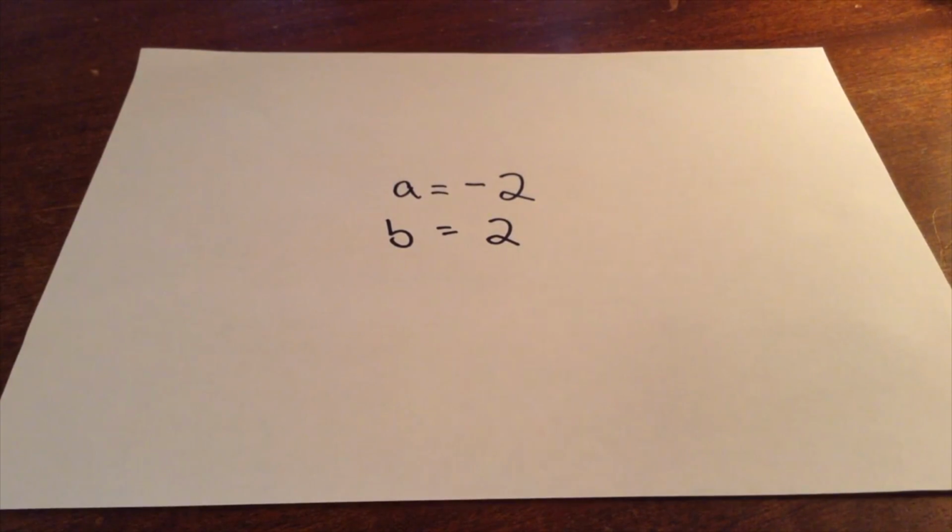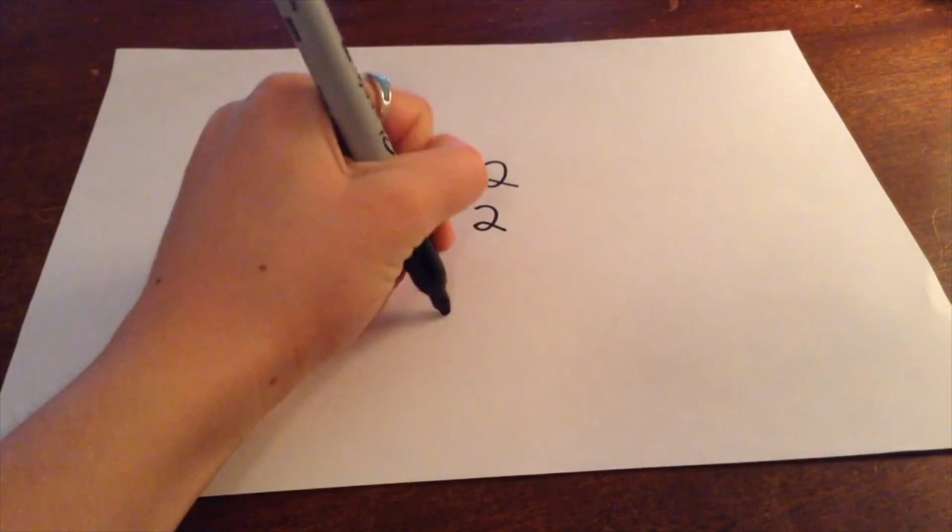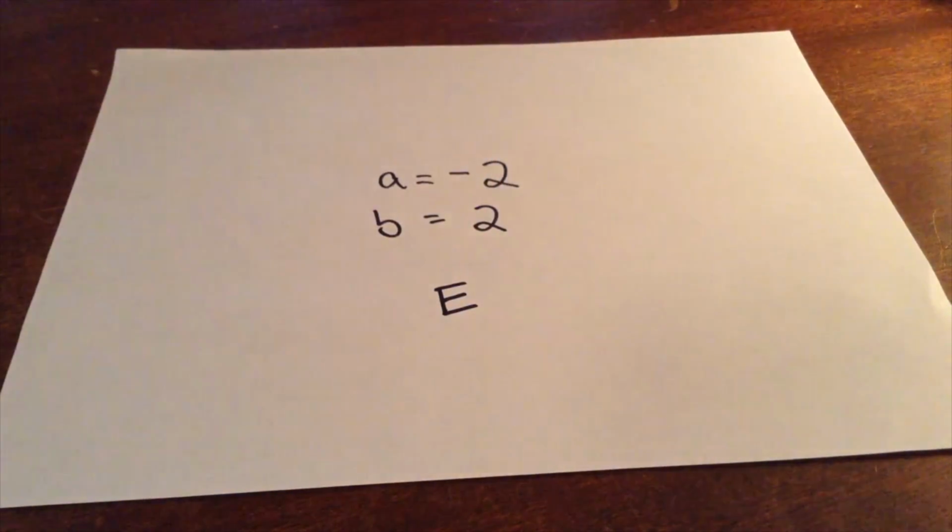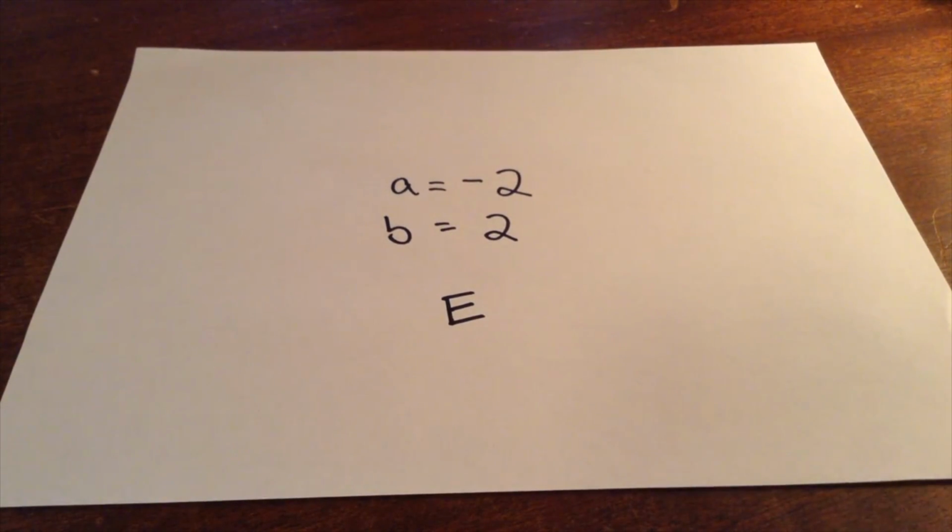So because it could either be positive, negative, or 0, none of these answers really fit except for E, cannot be determined from the given information. And this one, they're really trying to trick you, so you just have to think through it slowly and think through the possibilities that A or B could be.